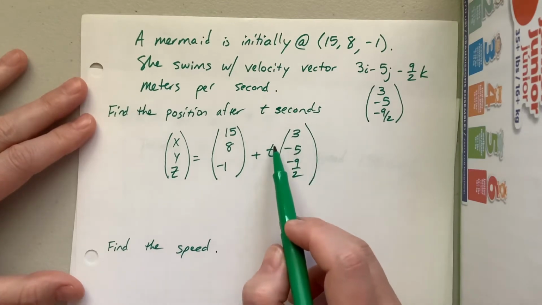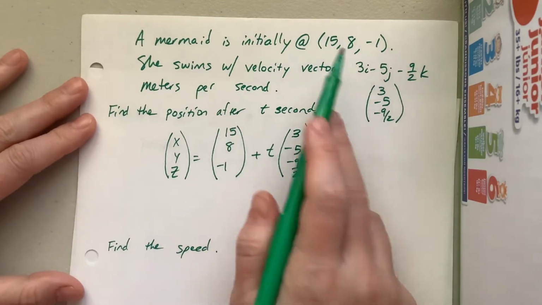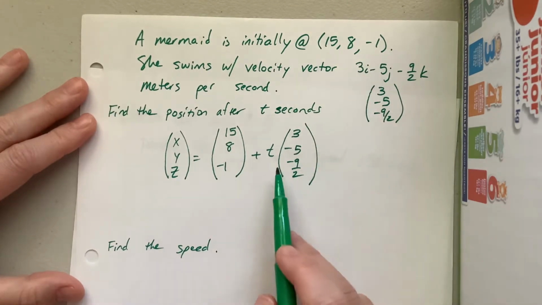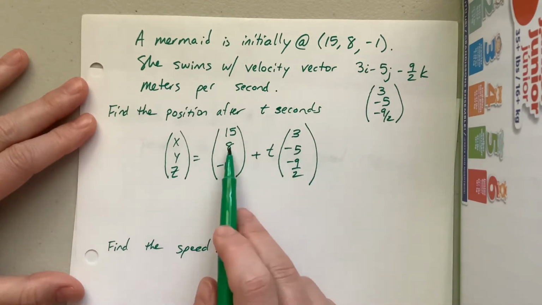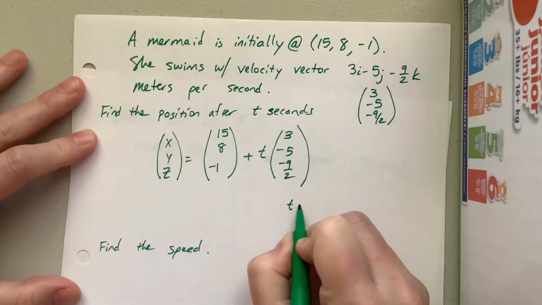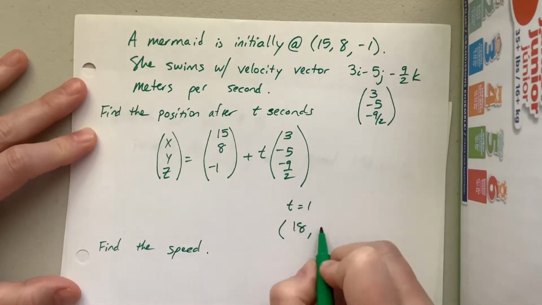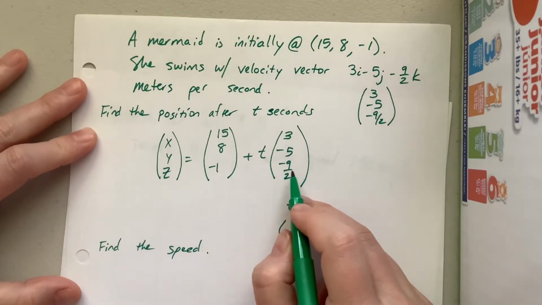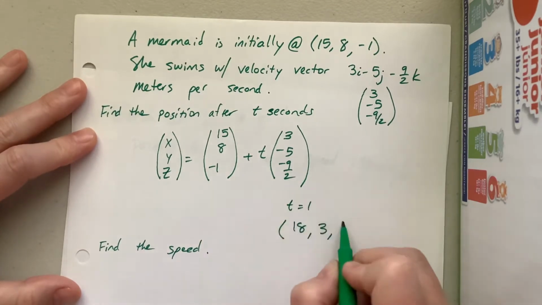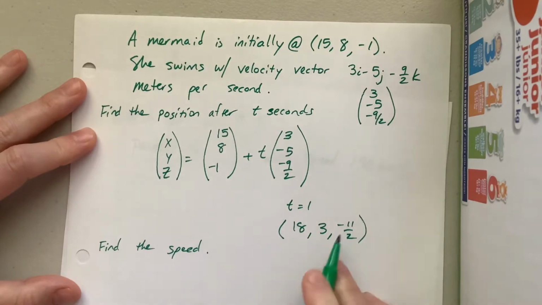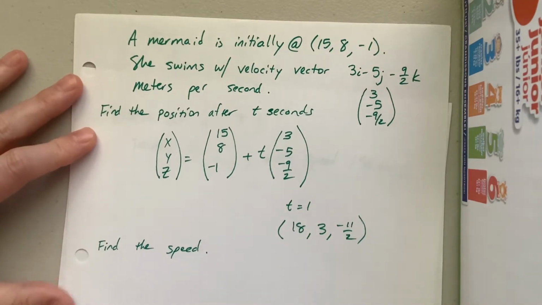Initially, when time is 0, she would be at this point, 15, 8, -1. When t equals 1, she'd be at the point 15 plus 3 is 18, and then -2/2, and then -11/2. So she's 5.5 feet deep in the water 1 second in.